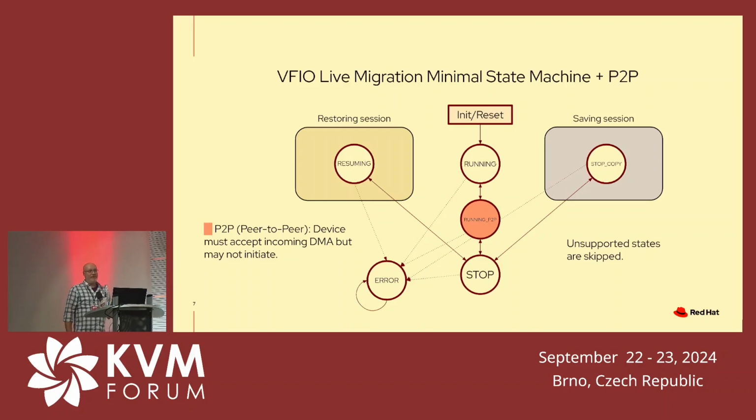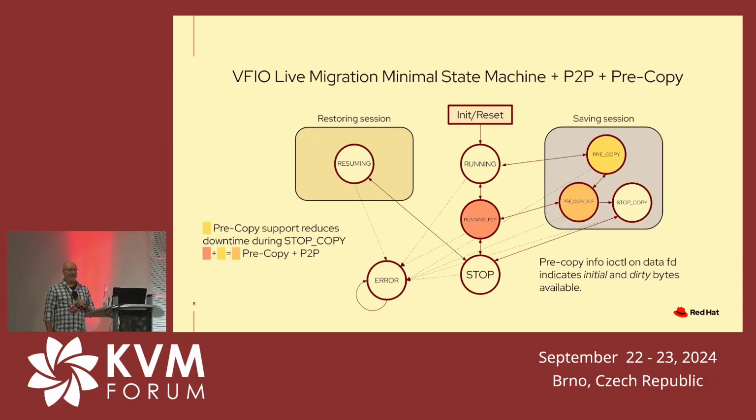But also, as we saw in the multi-FD presentation yesterday, devices have a lot of state. So we can't rely only on a stop copy implementation. So we need pre-copy support, and when we integrate pre-copy and peer-to-peer support, we get multiple states within this saving session and new entry and exit points from the saving session. So typically, you would go from a running state to a pre-copy state to a pre-copy peer-to-peer state to a stop copy state.